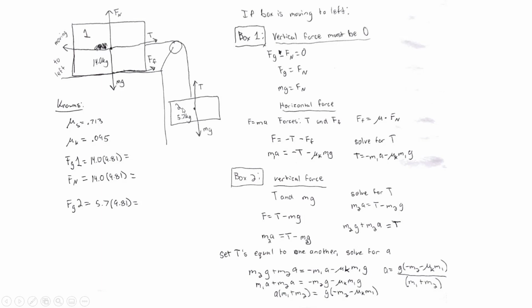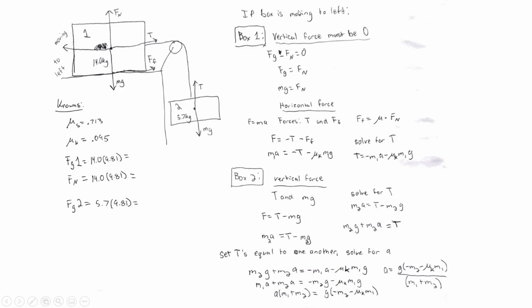In this box, we only have two forces, force tension moving up and force due to gravity moving down. We don't have force normal because it's not sitting on a surface. We have our coefficients of friction here, and I was starting to write out some knowns. We are going to know the force due to gravity on this box, box 1. We're going to know the force due to gravity for this box, box 2. We're also going to know the force normal since it's equal and opposite to that.